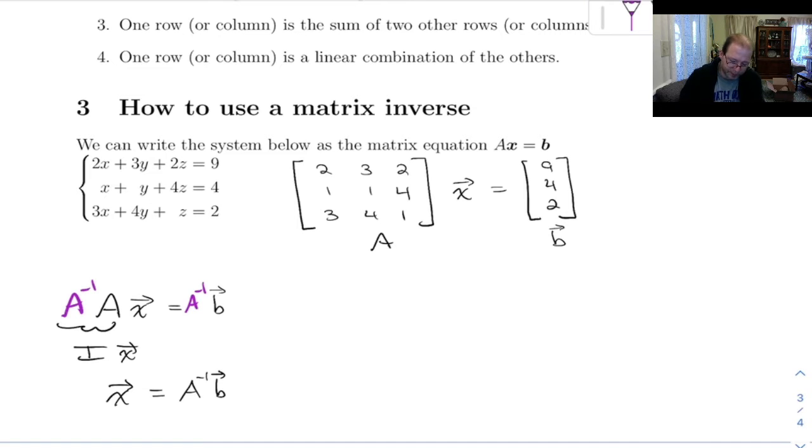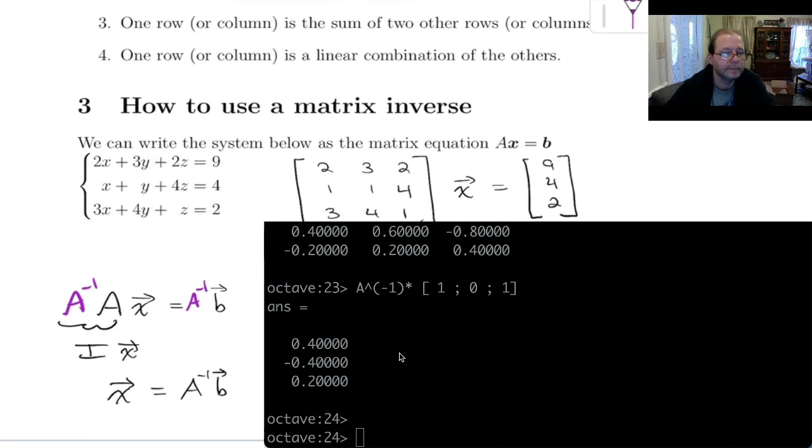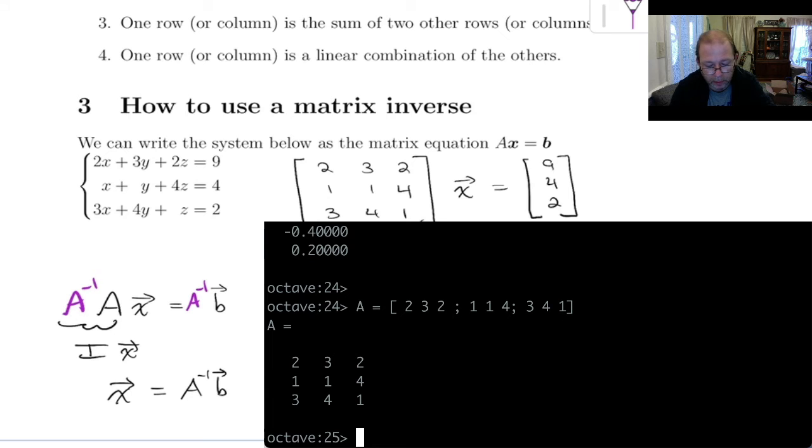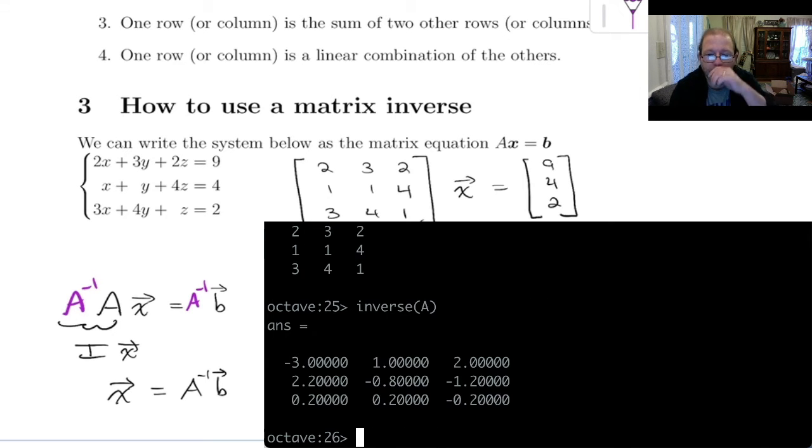So let's use Octave to find that. All right, I'll still call it A. So our matrix here is [2, 3, 2; 1, 1, 4; 3, 4, 1]. And so that's our inverse.